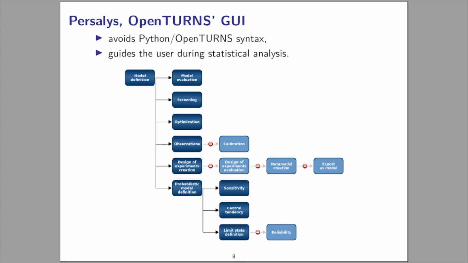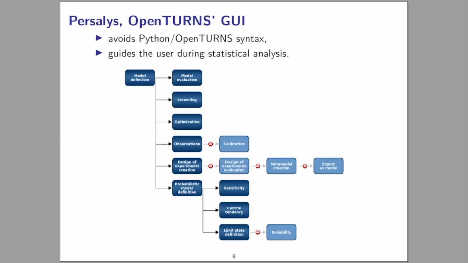There are, I think, two main advantages. First, it avoids having to write any code. You don't have to write Python code, you don't have to understand OpenModelica's samples. You just use a graphical user interface. Second best advantage is that it guides the user during statistical analysis, and so even though you are not a specialist, even though we are not specialists, we can use it and we can have results.